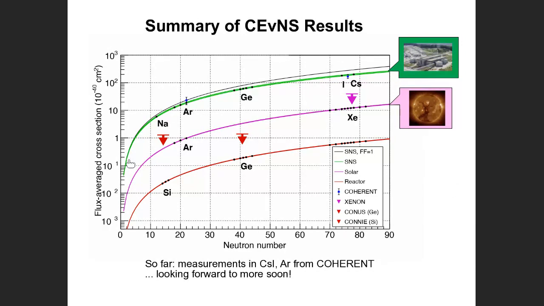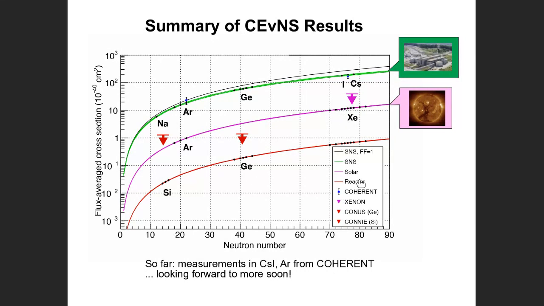What's plotted here is the flux averaged cross section, and so the highest energies, and therefore the highest cross section, is the stopped pion. The pink here is for solar neutrinos. This is lower neutrino energies, and so lower flux averaged cross section. This pink line is the prediction, and the arrow here is the limit that comes from the xenon experiment. You can see that it's an arrow because it's just a limit so far.